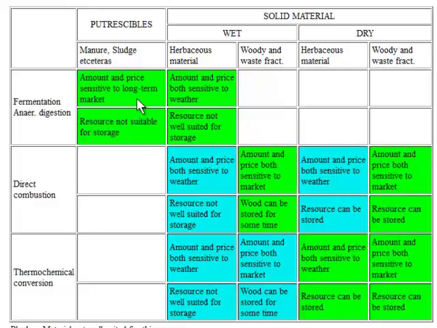However, if you want to introduce herbaceous material into your fermentation or anaerobic digestion process, you must be aware that, especially if the herbaceous material is from annual crops, then the amounts available and the price you have to pay for them will be sensitive to weather and be very variable from one year to the next year. This was pointed out already in the lecture about resources.